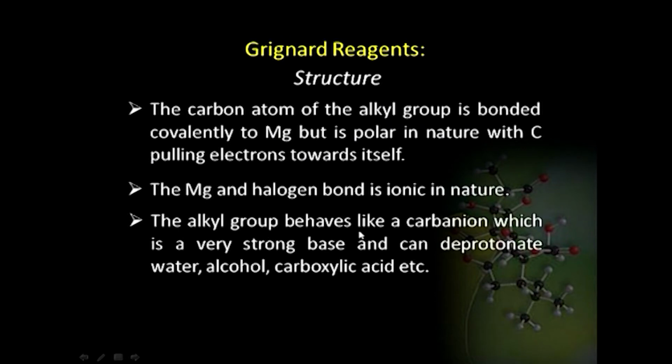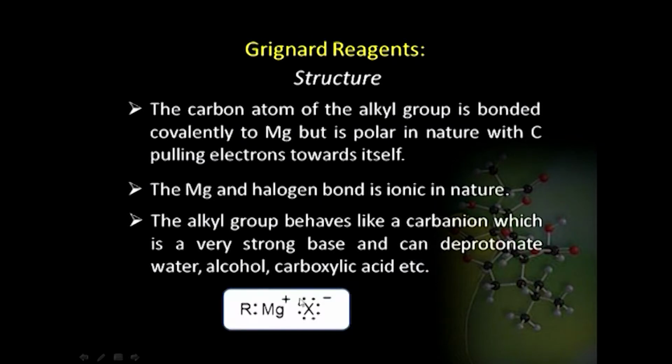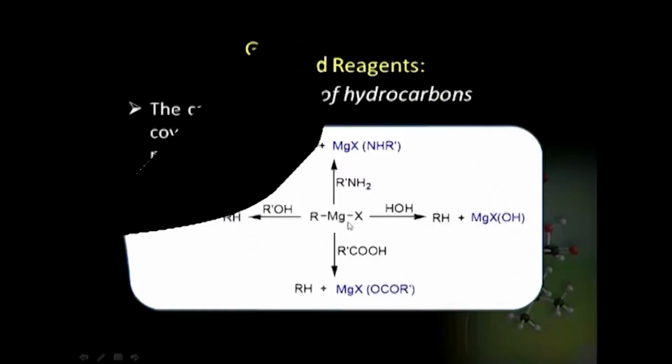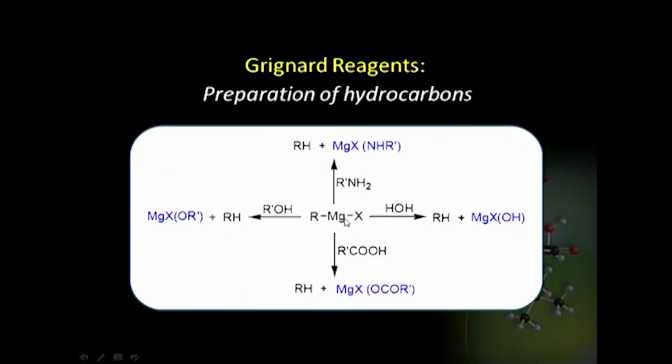The alkyl group behaves like a carbanion, which is a very strong base also and can deprotonate water, alcohol, carboxylic acid, etc. The general structure can be represented in this manner, where magnesium has a positive charge. This halide of course is negative, and the alkyl group can also be represented as an anion. The Grignard reagent can undergo a number of reactions to produce hydrocarbons, where it can react with an amine, an alcohol, water molecule or an acid.